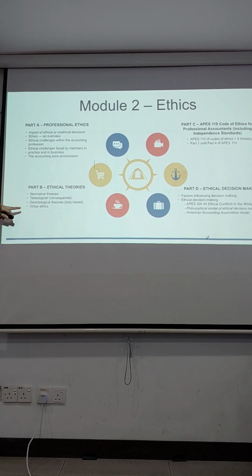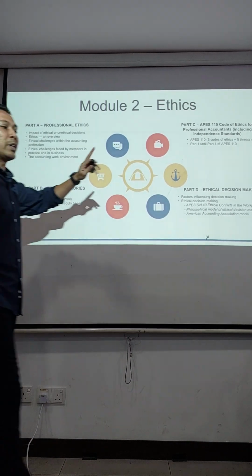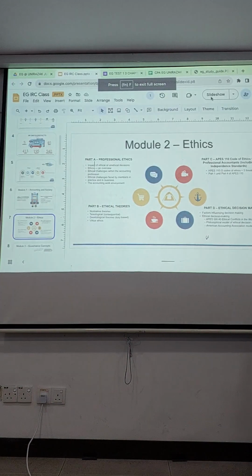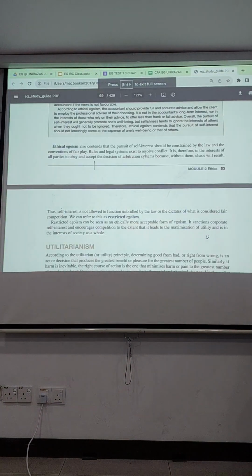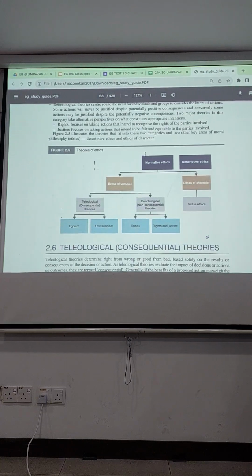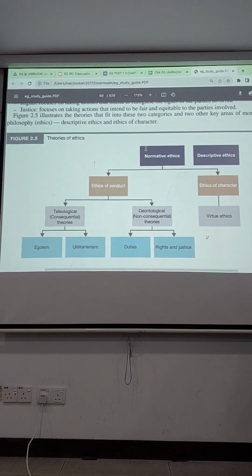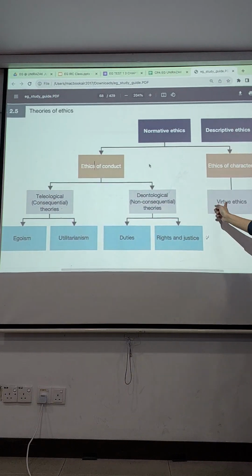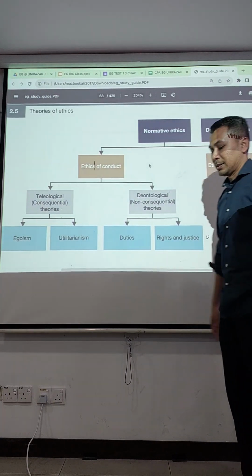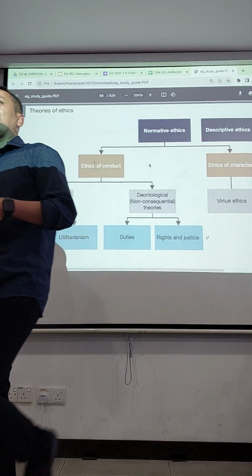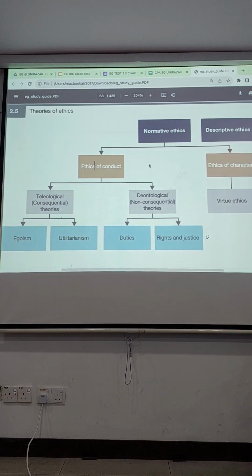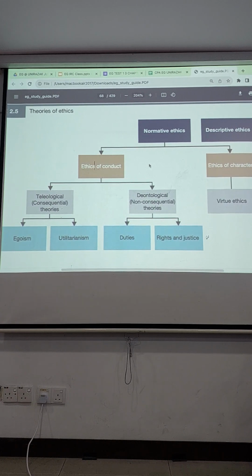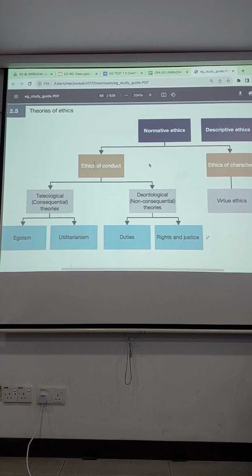Someone asked me about virtue ethics. Let's refer back to the diagram of virtue ethics. Ethics of character. Virtue ethics is under ethics of character. Virtue ethics mainly describes the intangible traits, intangible characters.